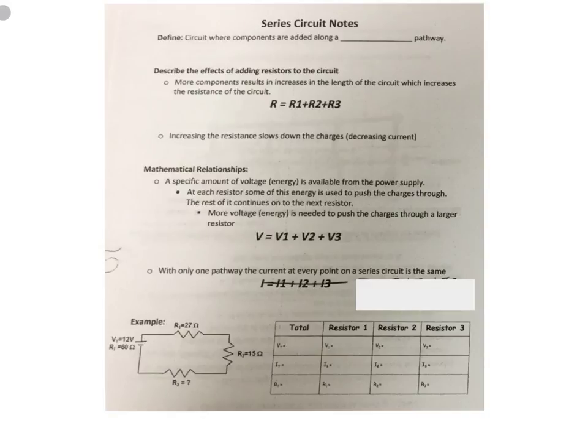So let's review some of the notes for series and parallel circuits. A series circuit is a circuit that has a single pathway for charges to flow through. When I say single pathway, what I mean is, looking down here at the bottom of our paper, if I start at one point on that circuit and I try to trace it, there's only one way that I can get around that circuit from beginning to end. So that would be a single pathway.